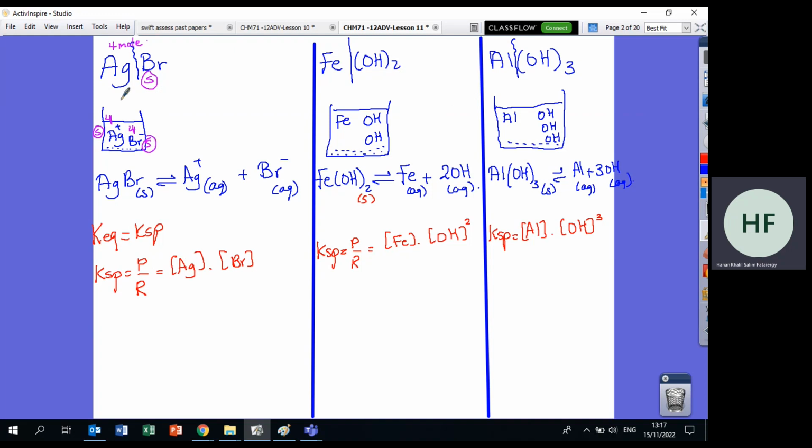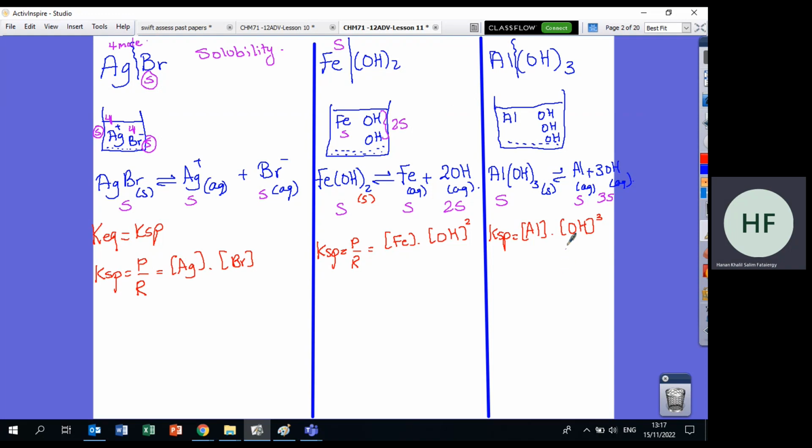Now, why did I choose the letter S? Because S means solubility, because I am doing dissolving. Now if this is S, this one will be S, and this one will be S. So what about here? If I take S from this, Fe will be S and OH will be 2S. So if this is S, this will be S, and this one will be 2 times S. Similarly here, if this is S, this one will be S, and this one will be 3S.